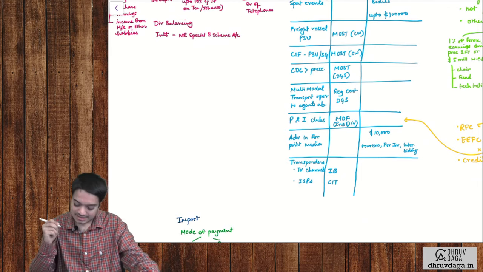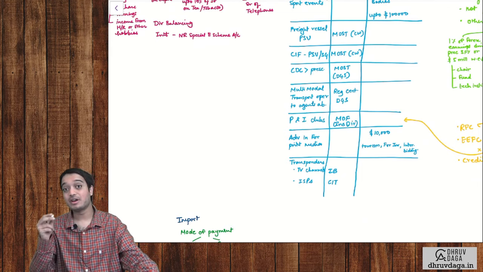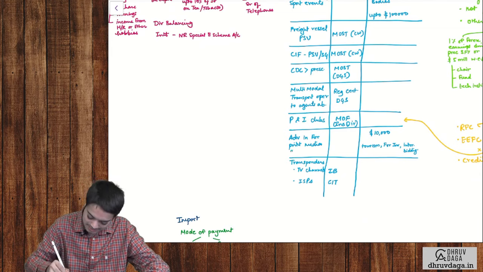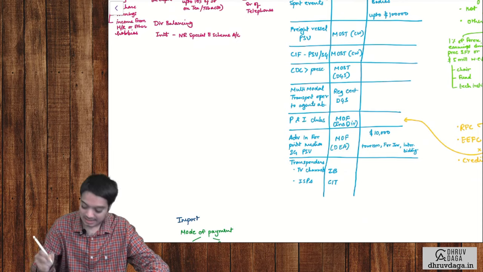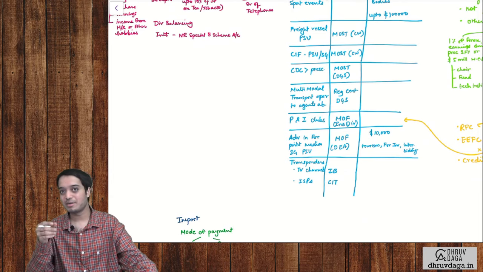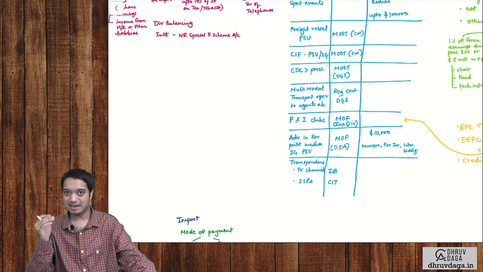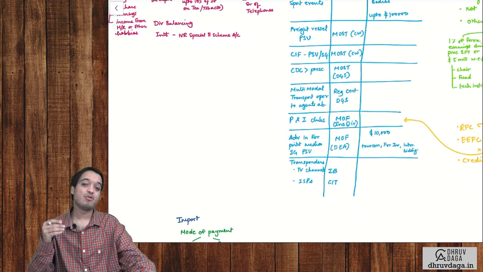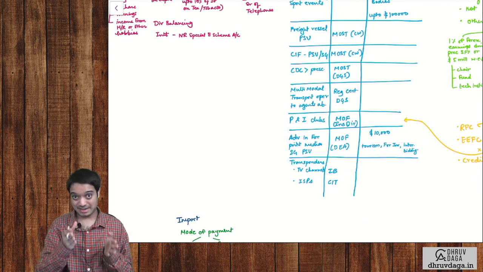And then there is an advertisement in a foreign print media by a state government or the PSU. This requires permission from the Ministry of Finance, the Department of Economic Affairs. Up to $10,000 is all right. Yes, if it is for the purpose of tourism or for promotion of international bidding or foreign investment, then it shall be allowed.